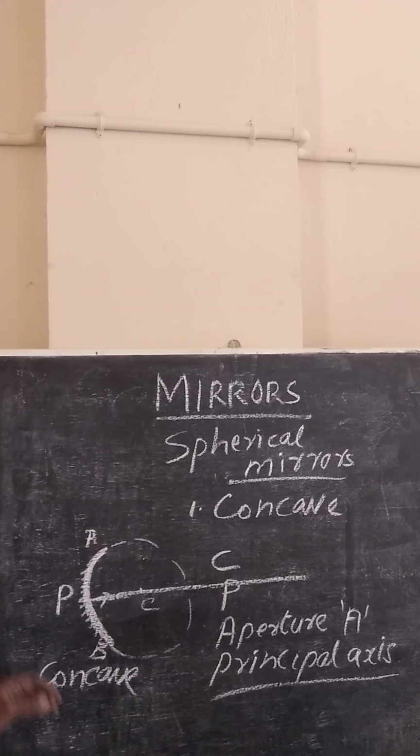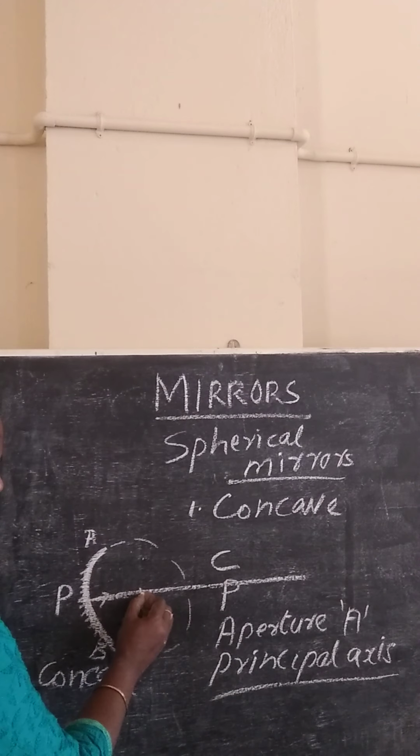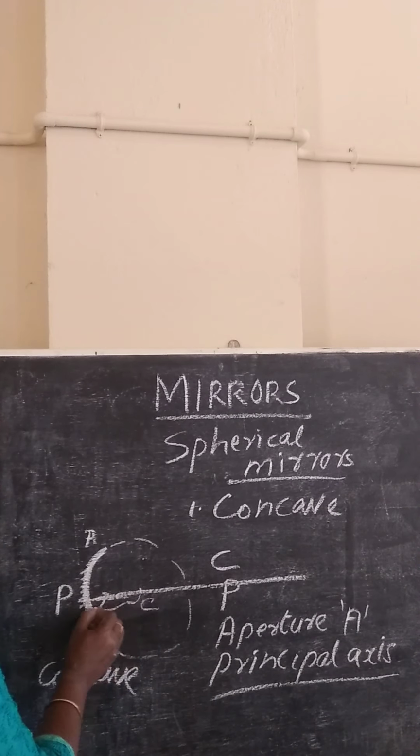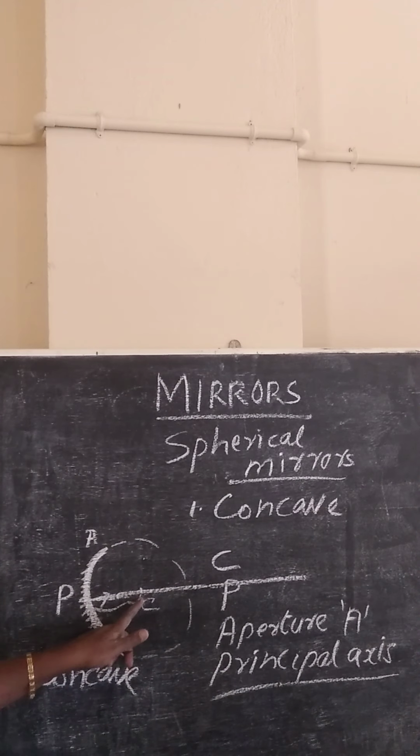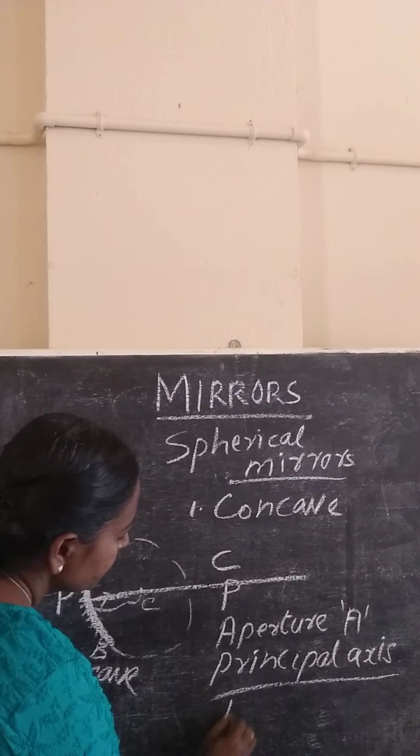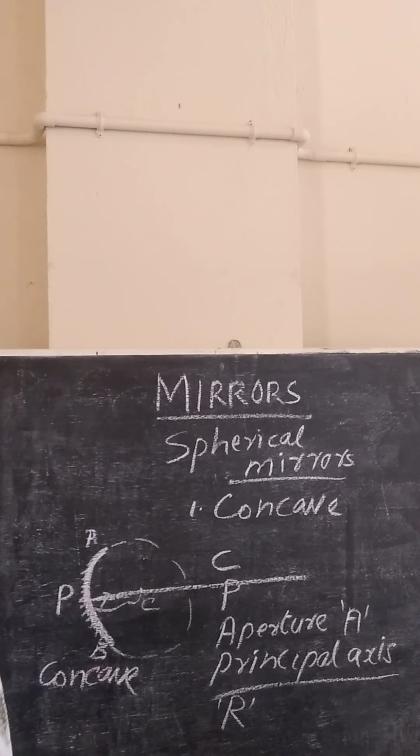Then the last point, the radius of the mirror. This is the radius of curvature, the radius of the sphere. You know, radius is the distance from the center of the sphere to this point, or from the center of a circle to its edge. Clear? This is the radius of curvature. It is denoted by the letter R.